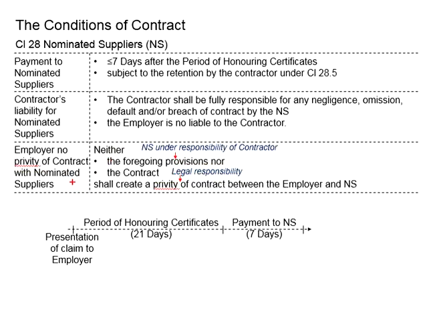The next clause here states that the employer has no privity of contract with the nominated supplier. That means the nominated supplier is under the responsibility of the contractor, and there is no legal responsibility or legal relationship between the employer and the nominated supplier. This mechanism is very similar to the nominated subcontractor.